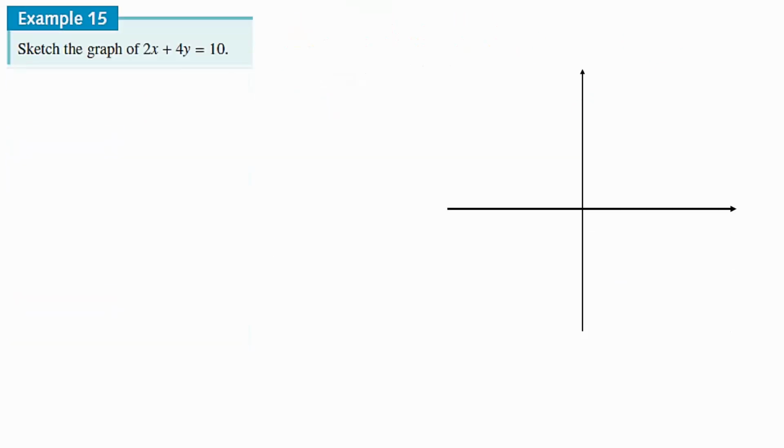Okay, so let's do the first example. It says sketch the graph of 2x plus 4y equals 10. Now I know I usually say rearrange the equation so that you can get mx plus c. I will do that now, and then I will show you that you don't actually need to do that. I'd just like to do that so you get in the habit of knowing that you can always go back to y equals mx plus c.